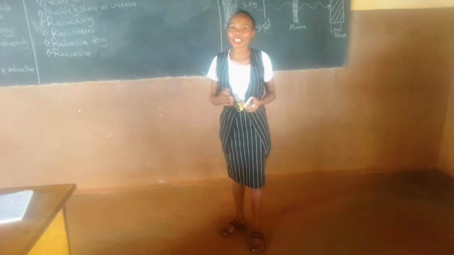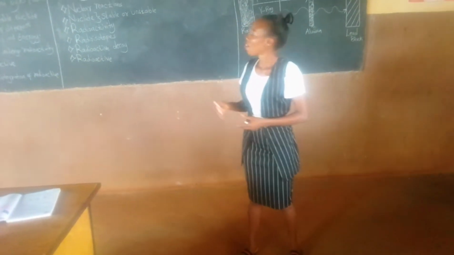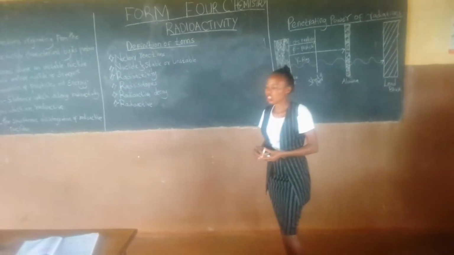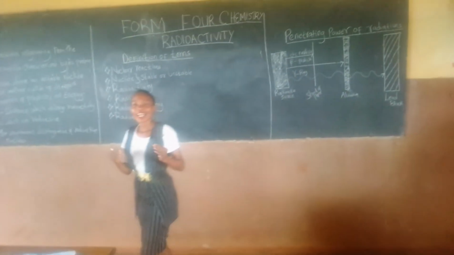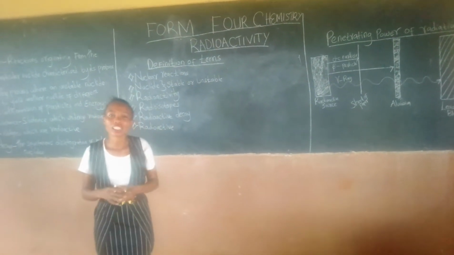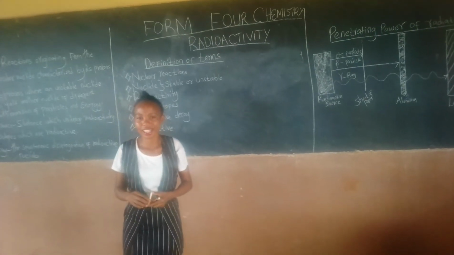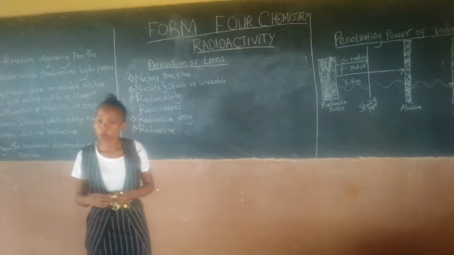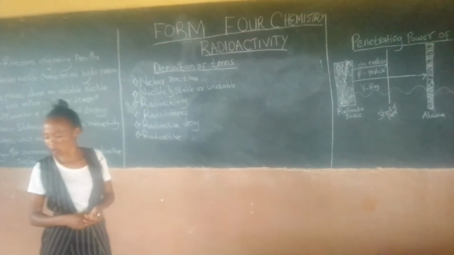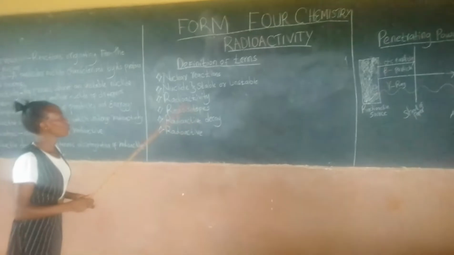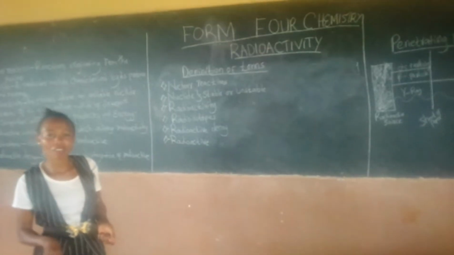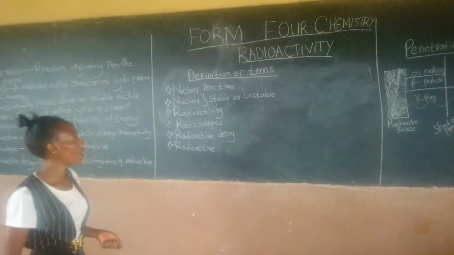And today I wanted us to focus on a Form 4 topic, which is radioactivity. In radioactivity, mostly we are going to deal with reactions that originate from the nucleus, unlike in Form 2, where we studied the structure of an atom and the valence electrons. So we shall have to know some terms, one of which is a nuclear reaction, which we have to define in our topic.